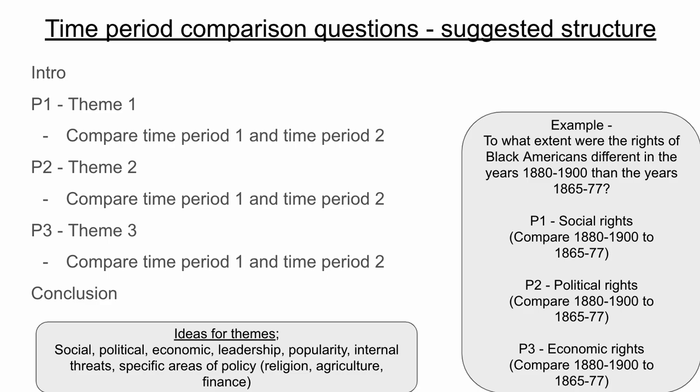On the right hand side is an example from a civil rights paper, a question that I came up with, asking you to compare 2 time periods, in which you would think about social, political, and economic rights, and then compare the 2 time periods within each paragraph. So hopefully that clarifies an approach for students. If you get a question asking you to compare 2 time periods, my advice is to think of themes, ideally 3, within which you compare the 2 different time periods.